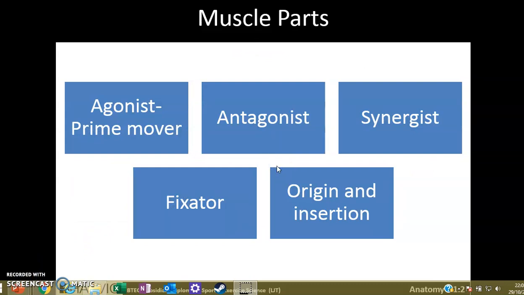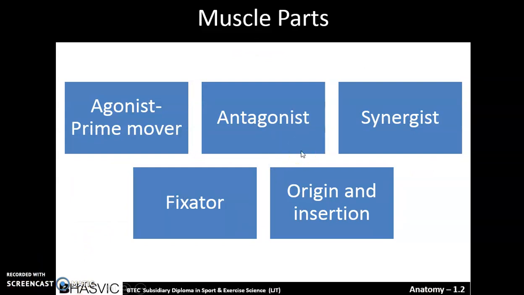The muscles also have different names depending on their movement. For example, the agonist. This is the prime mover during a movement. This is because it has the largest workload and it is responsible for the movement. For example, during a bicep curl, this would be the biceps brachii, as it contains most of the power needed.